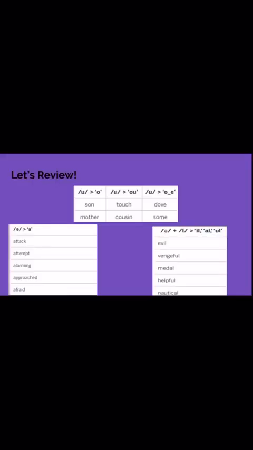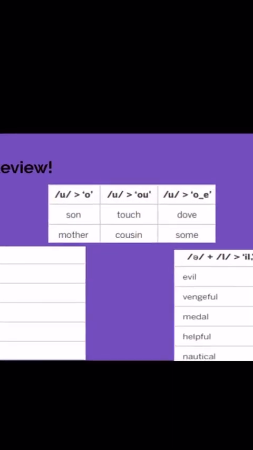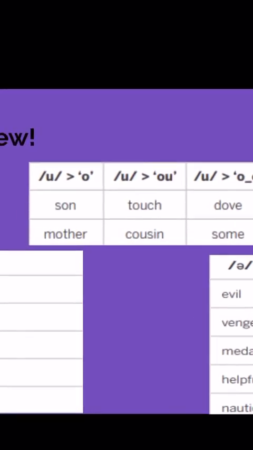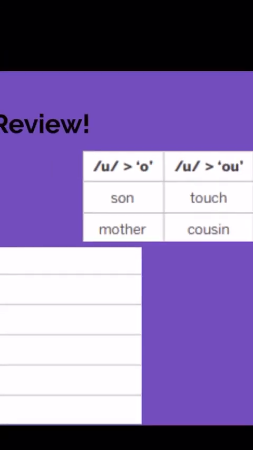So let's get started. This first slide is review. We have all seen these charts before. Let's look at the top chart and go over the short u sound. So in the first column, that sound is spelled with an O. The two words that they gave us, son and mother. You hear that sound wherever there's an O in those two words.